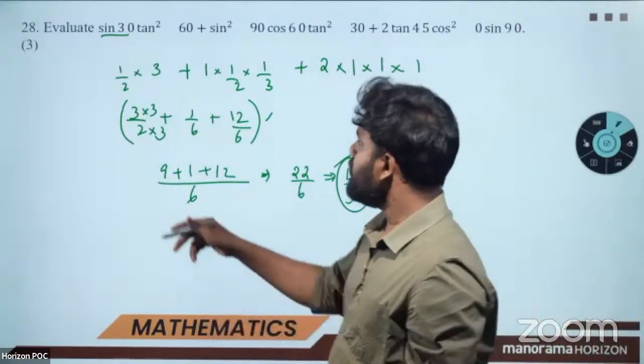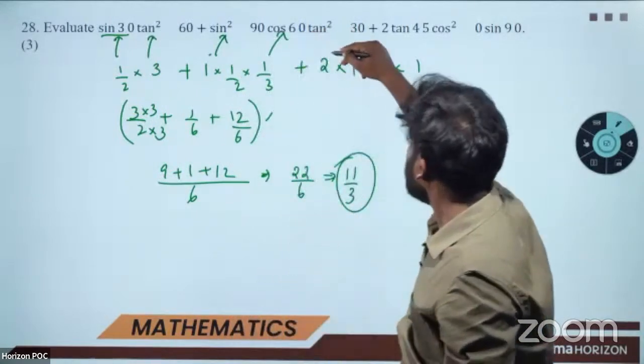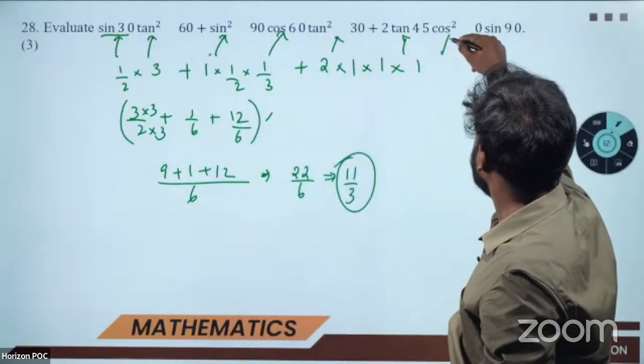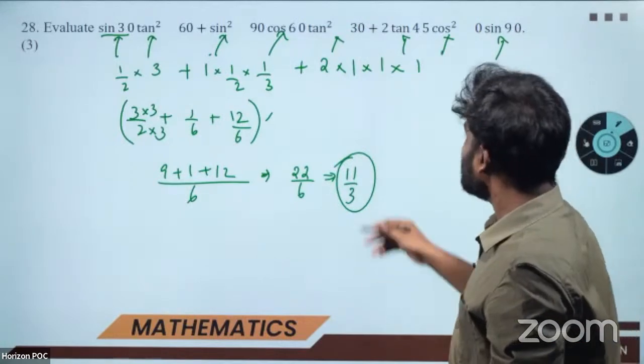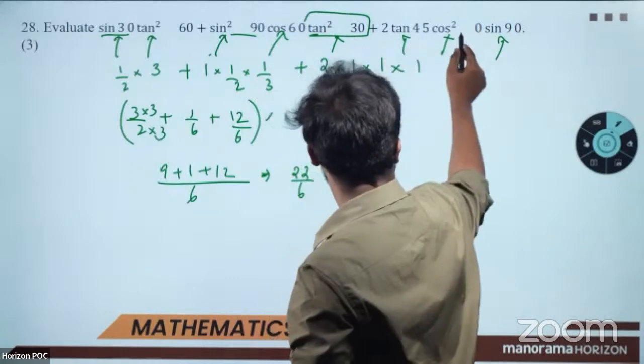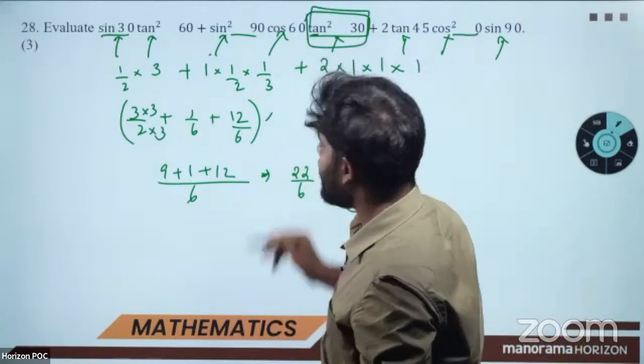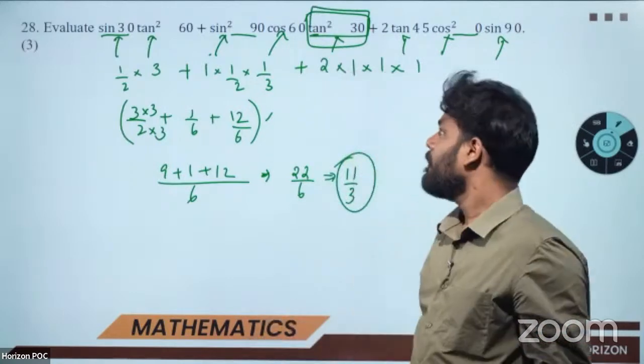Clear? So I have put all the values here. Sine 30, tan square 60, sine square 90, cos 60, tan square 30, 2 tan 45, cos square 0, and sine 90. There is a small gap between this tan square and 30, and this one also. So there are some gaps, but don't get mistaken. This has to be taken as tan square 30 itself. Okay. Clear?